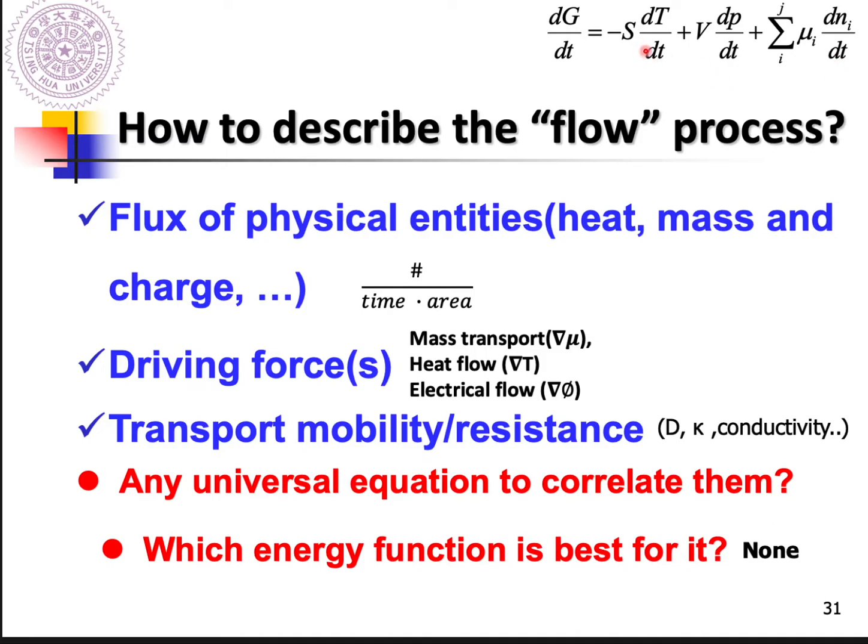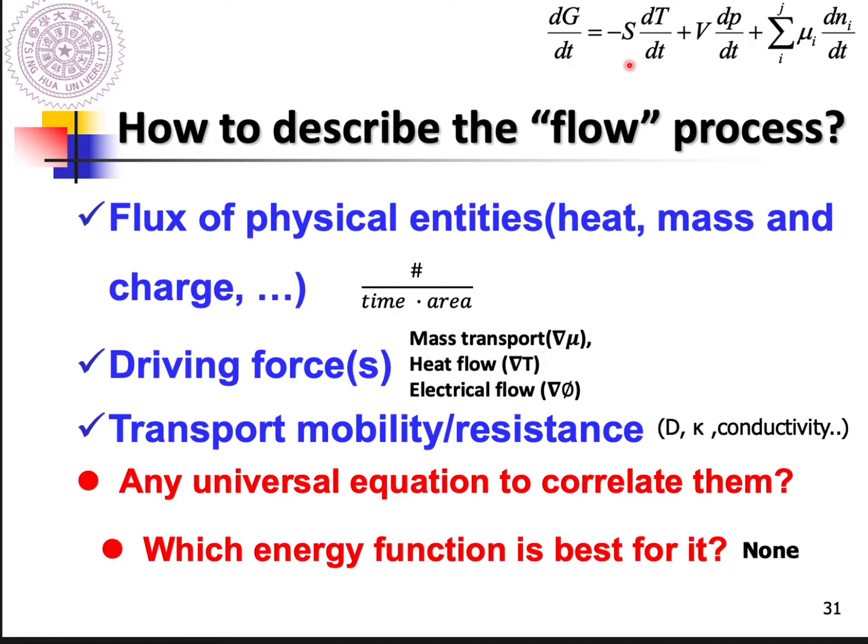The first one is related to entropy times the partial temperature, partial T, and the second term will be the volume times the change rate of the pressure, right? And the third term will be related to the change rate of the chemical potential.